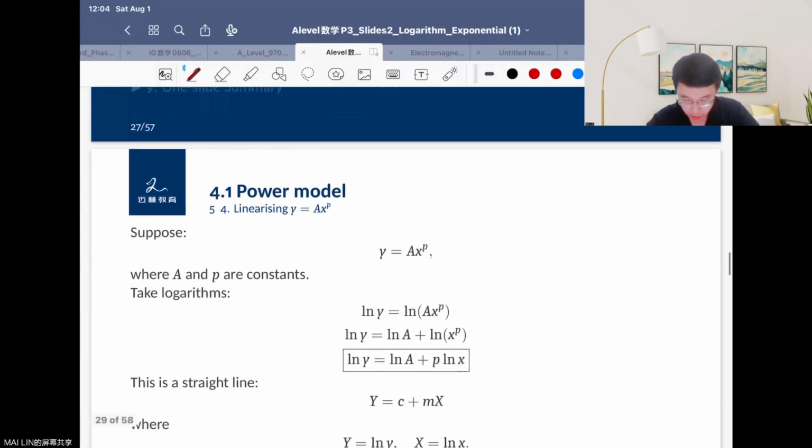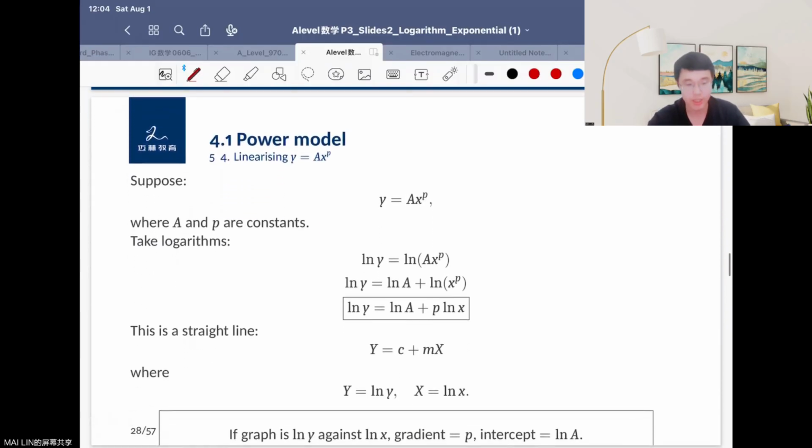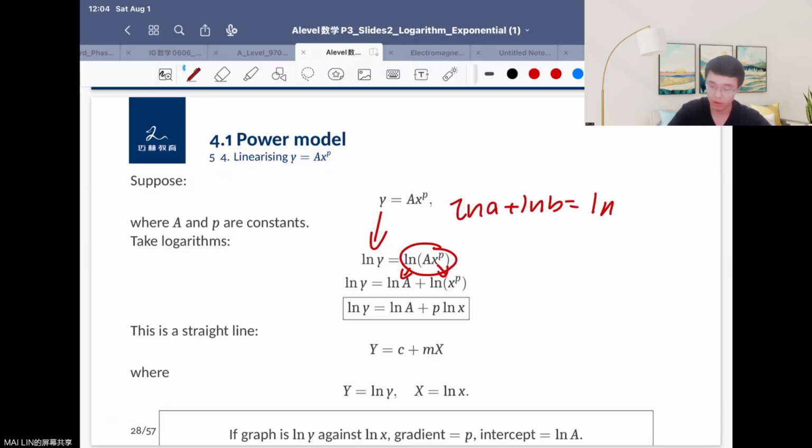For this kind of problem, we can first take the log on both sides. So log y equals log of a times x to the power of p, which becomes log a plus log x^p, because log a plus log b equals log ab. Also, in log x^p, you can put p in front. So it becomes log y equals log a plus p times log x.